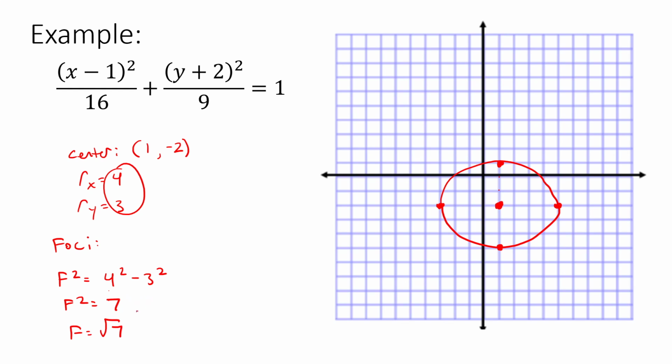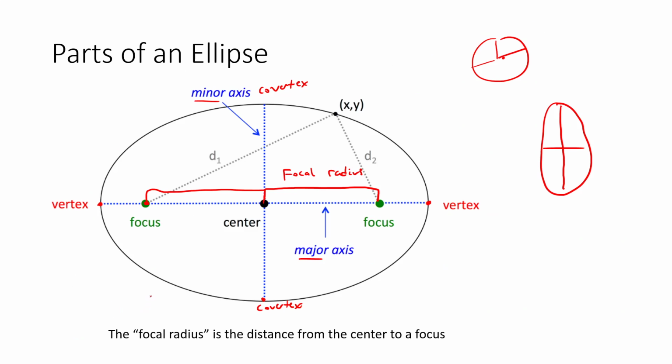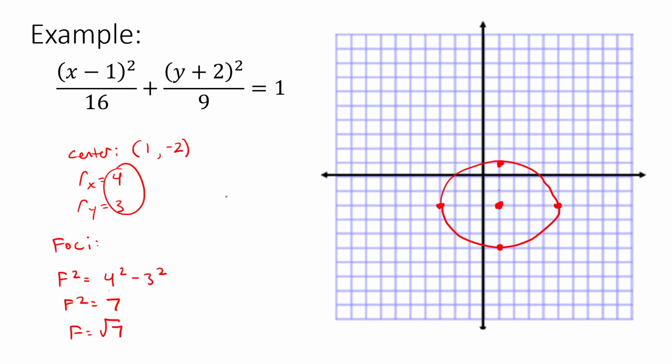So what that means is we're going to go a distance of root 7 away from the center. Remember back to this picture, the focal radius was the distance from the center to the focus. So what we just found is that that is the square root of 7. But that means we're going to need to go root 7 in both directions. So if we come to our picture, the foci always go in the direction of the longer axis. So in this case, our foci are going to go this way. Again, if it was an ellipse shaped like this, then our foci would go up and down. They always go in the longer direction.